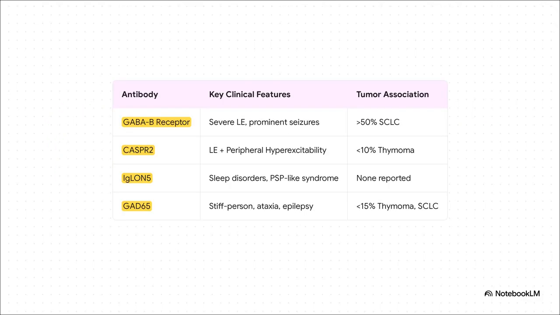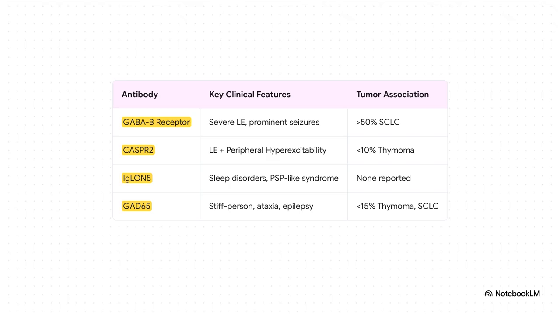Beyond those big two, there are other antibodies that cause their own unique syndromes. Anti-GABA B receptor encephalitis shows up as a really severe limbic encephalitis with seizures that start early and are very prominent. And more than half of these patients will have a small cell lung cancer. So a positive GABA B result means you're getting a PET scan, no questions asked.